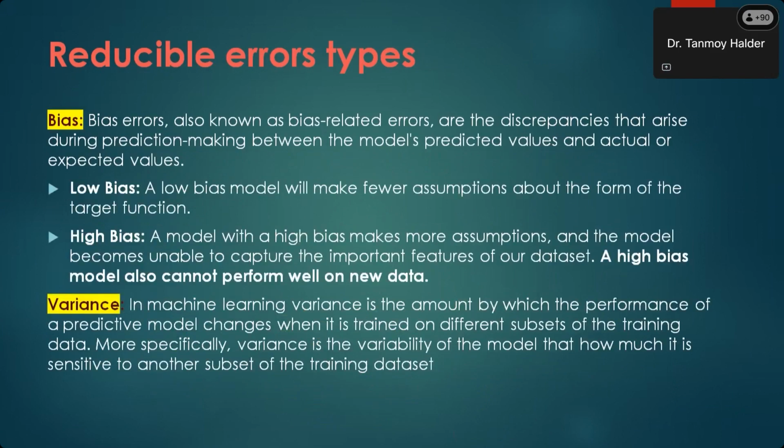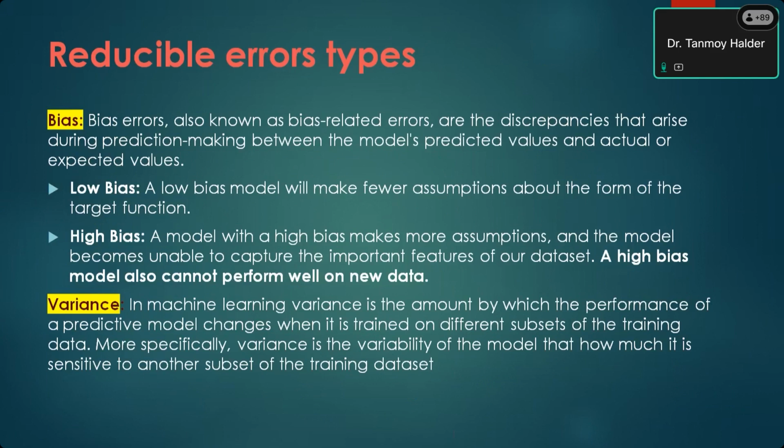Two types of errors are there. Actually, I'm running out of time. So there are two types of error: bias error and variance error. Bias error is mainly the discrepancies that we find while predicting. For low bias there are fewer assumptions, and a model with high bias can make more assumptions.